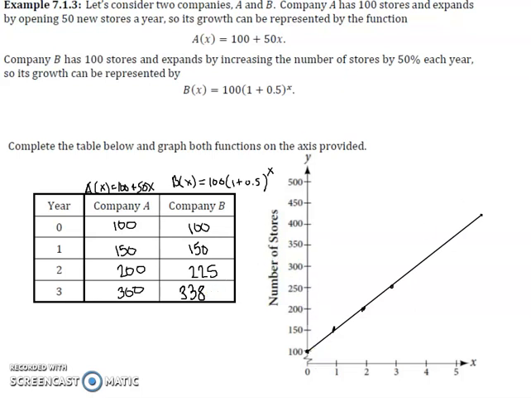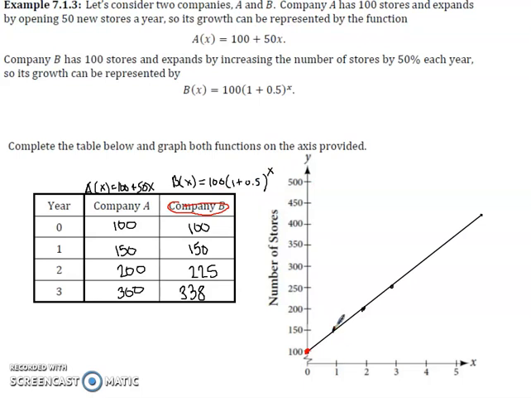So 0, 100, I'll do this graph in red. So 0, 100, we start at that same place. We did talk about earlier that the 100, or our A value, is our vertical intercept. So we should expect there to be a point on 100 on that y-axis.